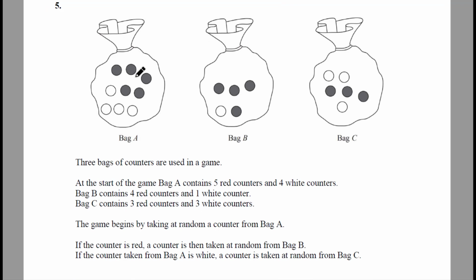There are balls in the bag. Bag A contains 5 red and 4 white. Bag B contains 4 red and 1 white. Bag C contains 3 red counters and 3 white counters. The game begins by taking a counter from bag A. If it's red, the next ball is taken from bag B, and if it's white, the next ball is taken from bag C.